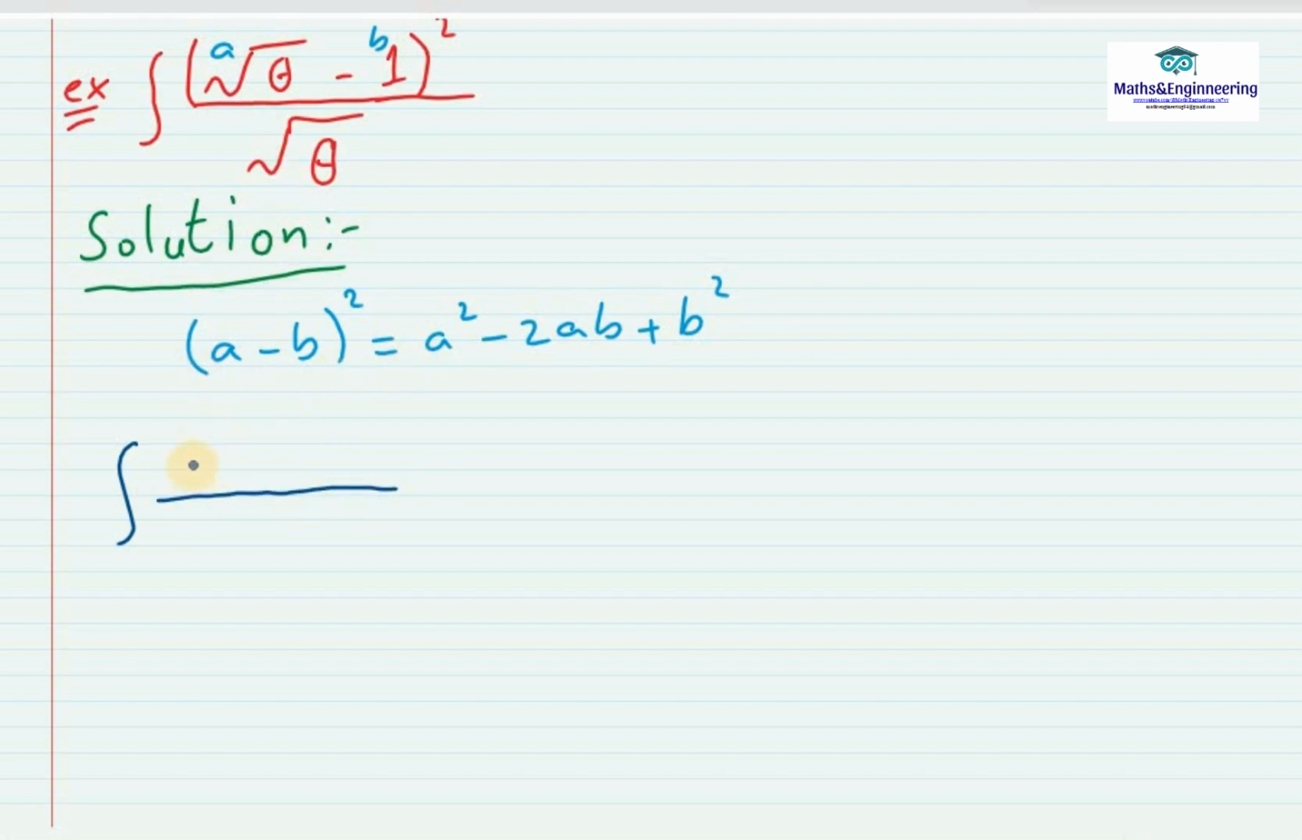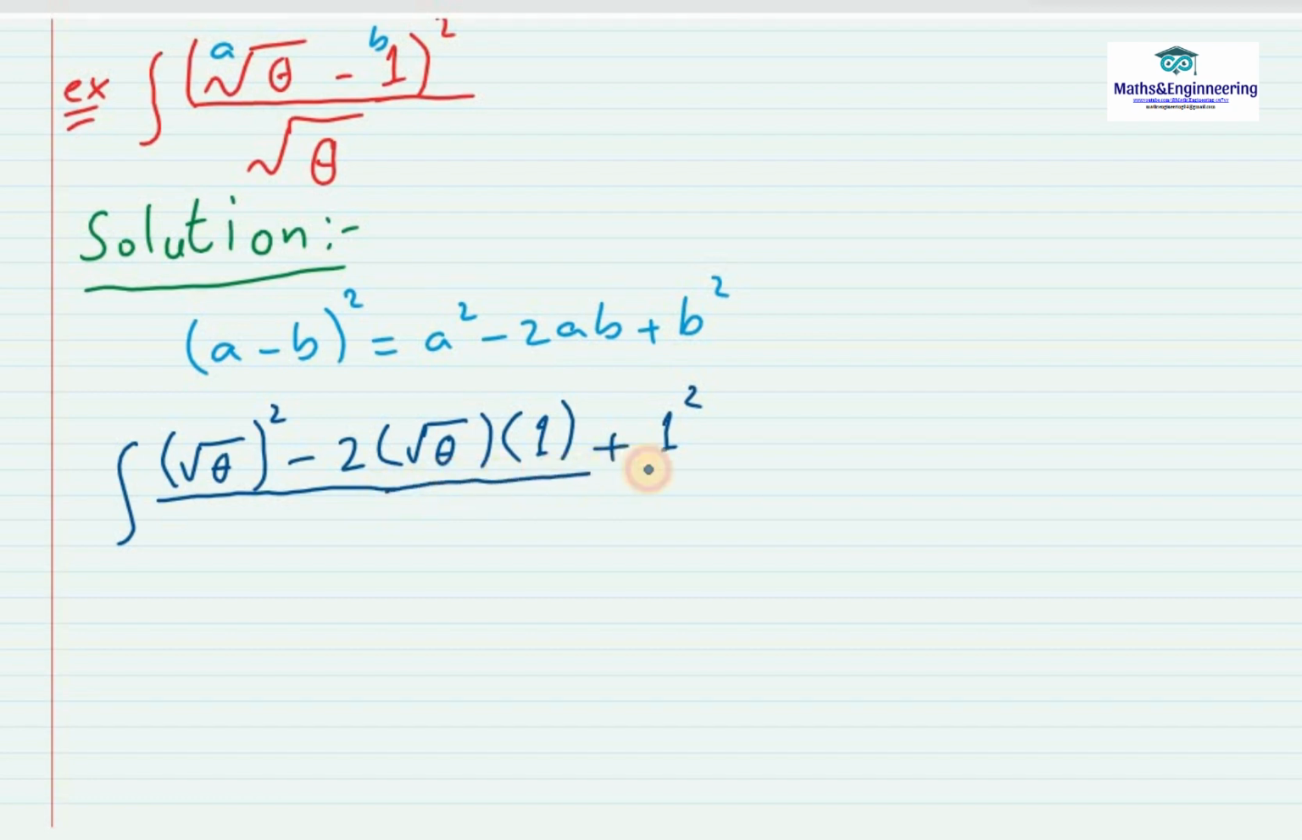A square means under root theta square, minus 2a means under root theta into b, which is 1, plus b square, which is 1 square, divided by under root theta and d theta. Here d theta is missing.